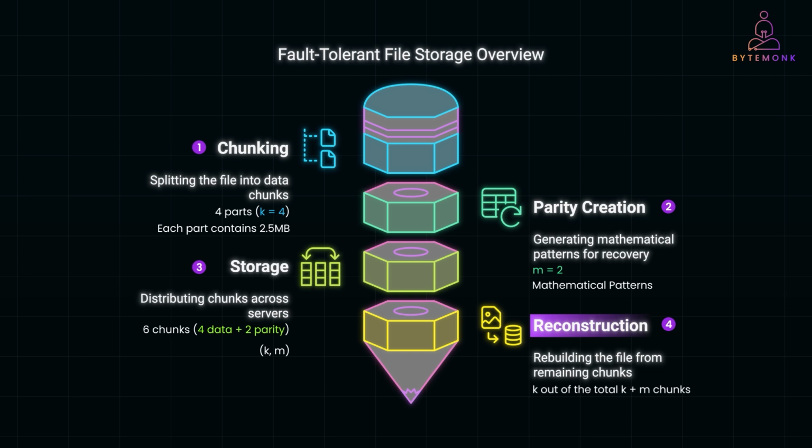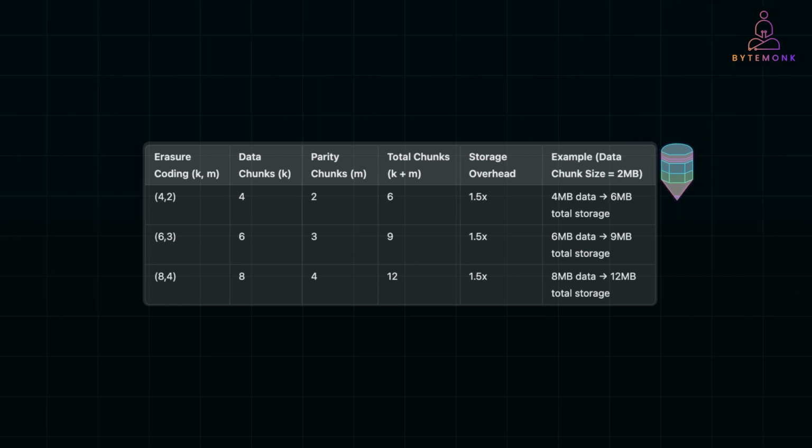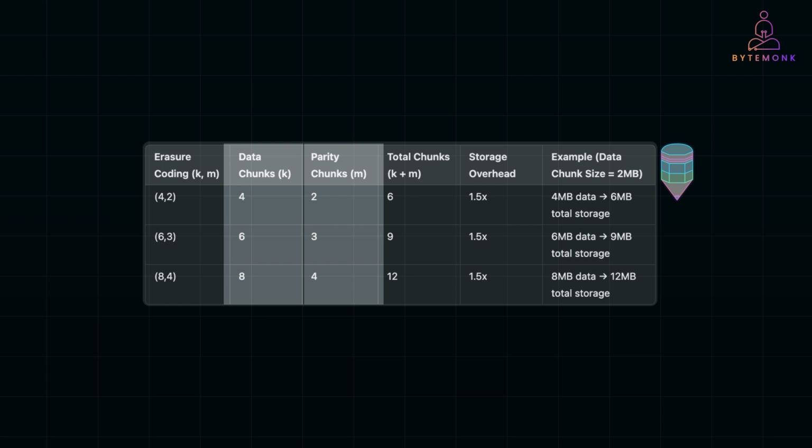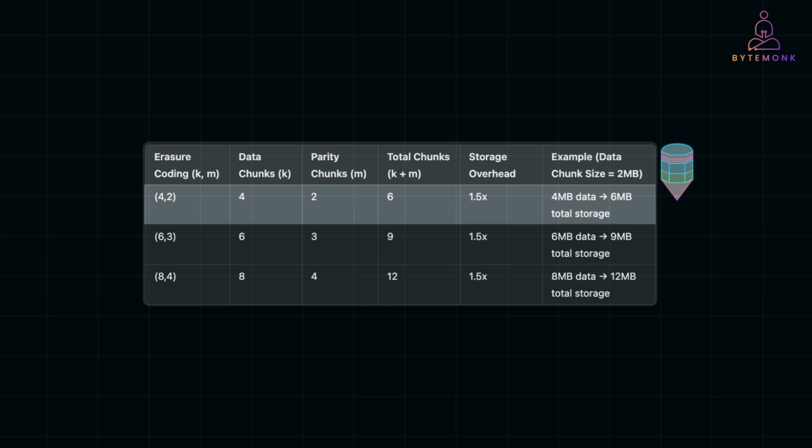Note that the size of each parity chunk depends on the erasure coding scheme used. In general, if you use a (k, m) erasure code, where k is the number of data chunks and m is the number of parity chunks, the total storage overhead is (k plus m) divided by k times the original data size. For example, if you use 4,2 erasure coding, meaning 4 data chunks plus 2 parity chunks, the total storage required is (4 plus 2) divided by 4, or 1.5x the original data size.